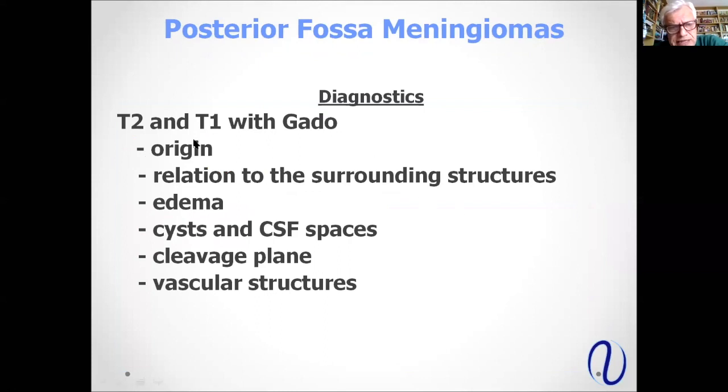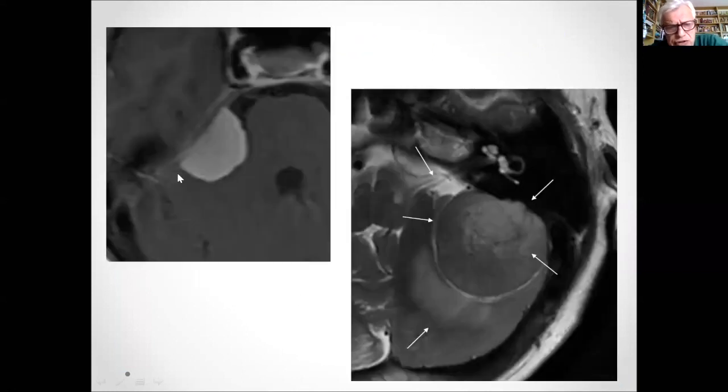In diagnostics, it's T2 and T1 with gadolinium. Of course, these two images are the important ones. You would like to evaluate the origin of the tumor, the relation to the surrounding structures, edema, cysts, CSF spaces, cleavage plane, vascular structures. And you do not see all this on T1 with gado. This is the image for neuroradiologists so that they would not overlook the tumor.